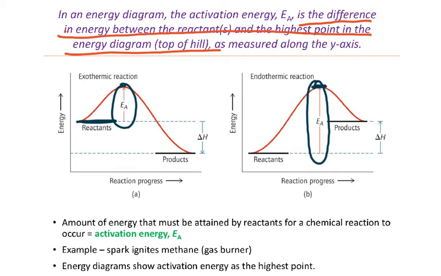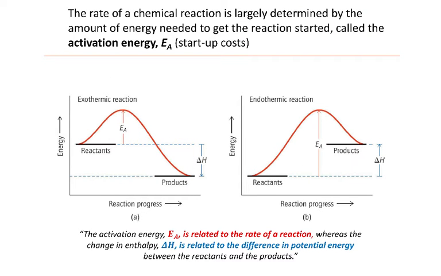Okay, so what does this have to do with rate? Well, the rate of a chemical reaction is actually largely determined by the amount of energy needed to get the reaction started. So it's largely determined by the activation energy. Think of this as the startup costs, what it takes to get started. And if you can come up with those funds quicker, the reaction will proceed at a faster rate.